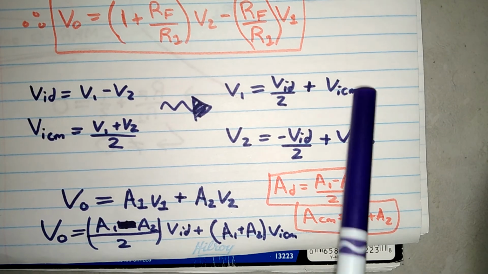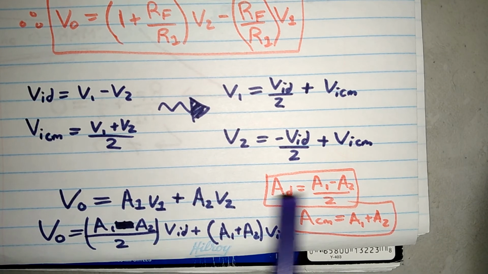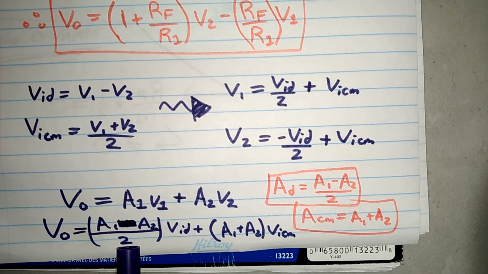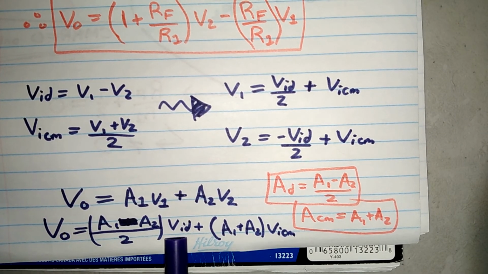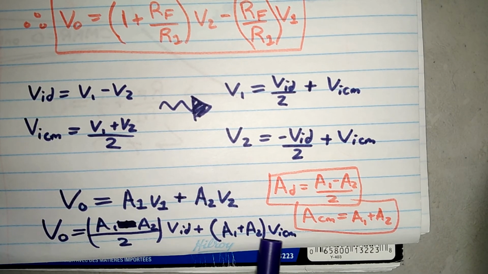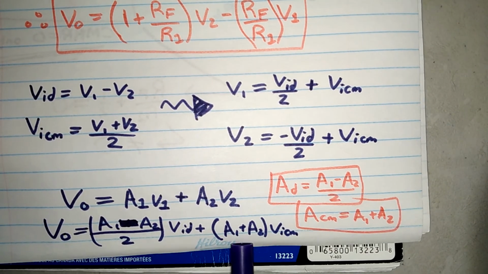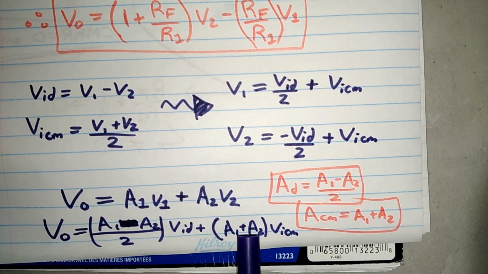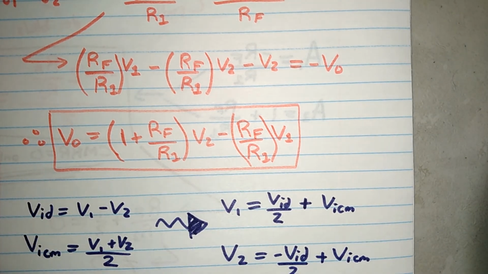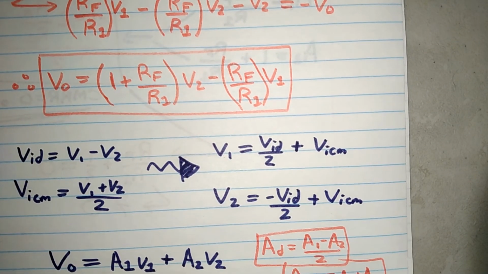So if I put this whole thing in here and this whole thing into here, I'm going to be left with A1s and A2s because there's common modes in both of these areas. And then when I simplify it, I get A1 minus A2 over 2, right here, times the differential input, plus A1 plus A2 times the common mode input. But we want the common mode output to be 0. So ideally we want to find some gain combination of these two so that the common mode gain would be 0.